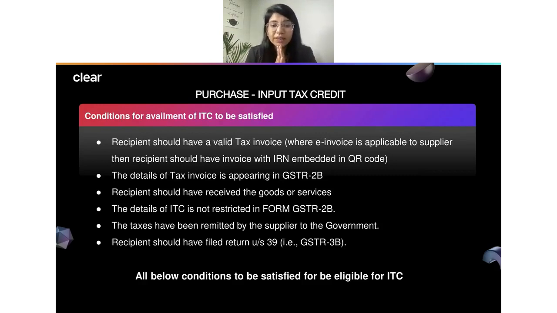So not only this, when we talk from the sales perspective, right, there's also an important point from the ITC perspective. And when we talk about the ITC perspective, there are certain conditions which have to be followed while claiming the ITC, right?